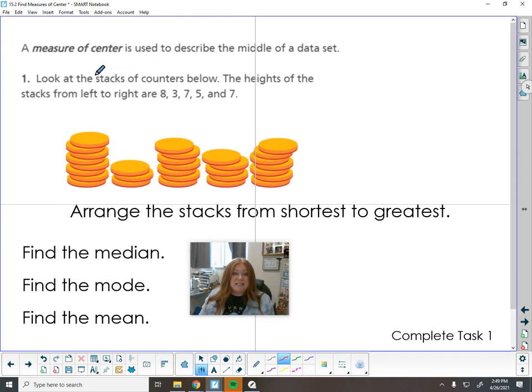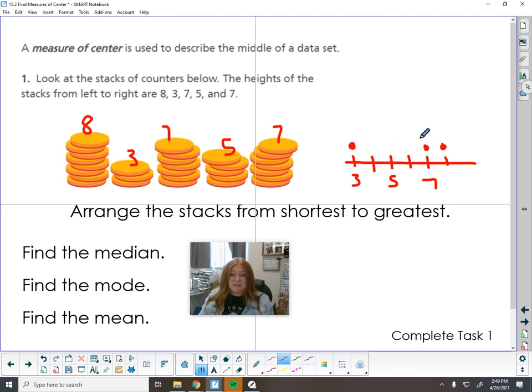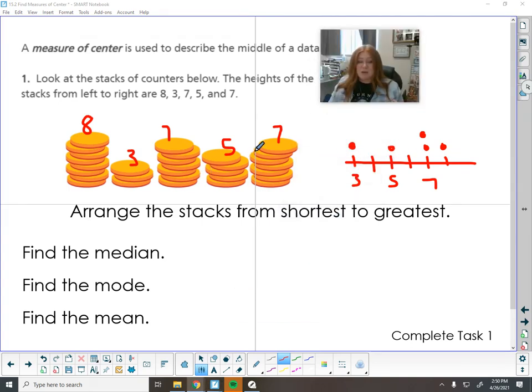So we are going to look at these stacks of counters here, and their heights are 8, 3, 7, 5, and 7. So the first thing we want to do is put them in order. When we're looking at data, we always want it in order. And a dot plot is actually a really good way to look at that. So we start at 3, 4, 5, 6, 7, and 8. I have an 8 here, and a 3, a 7, a 5, and a 7. So putting them in order helps right here. I can see I've got 3, 5, 7, 7, 8.